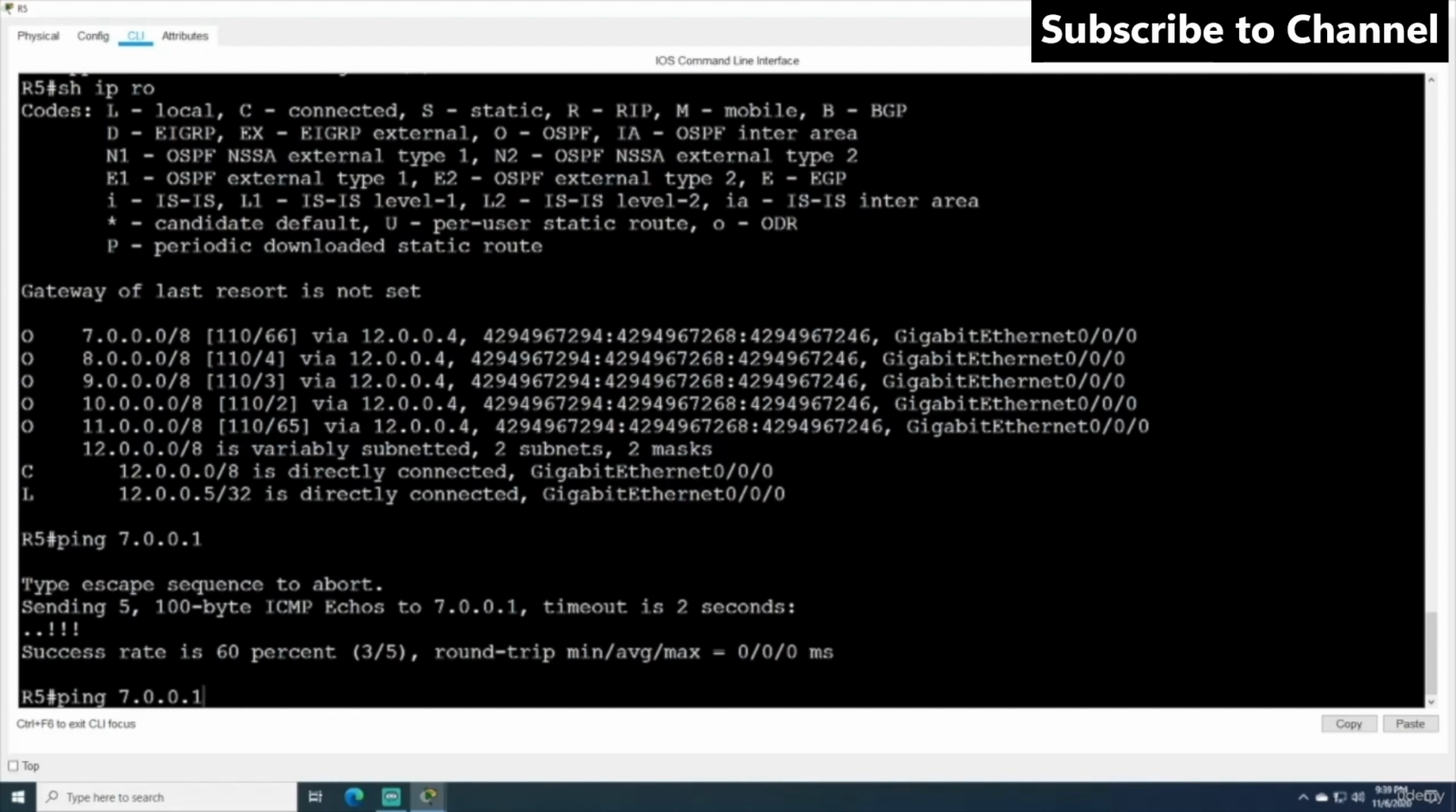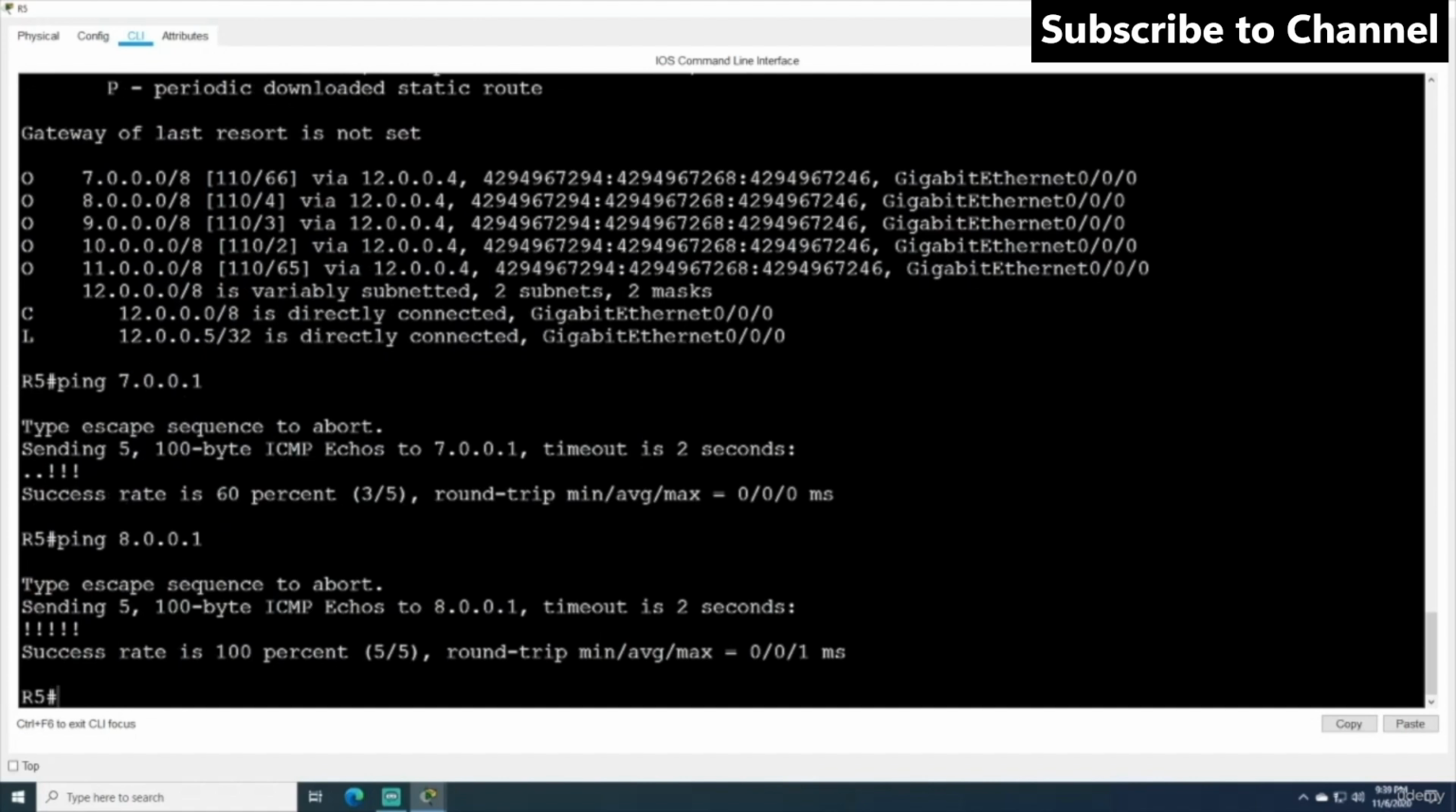How about we try pinging router 1 on the 8,000 network? And that went right away, and it probably helped that it only has a cost of 4 to get there, so that's a much shorter path than to the 7,000 network, isn't it?